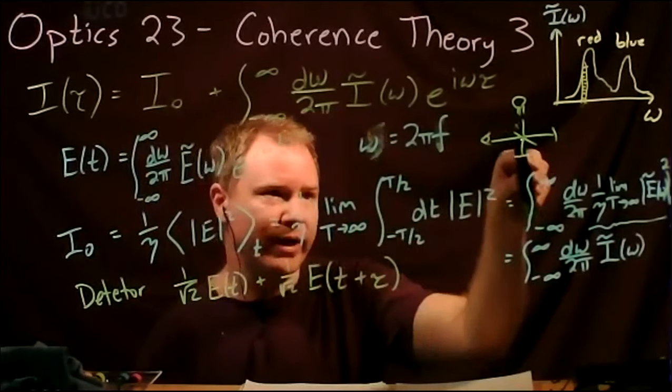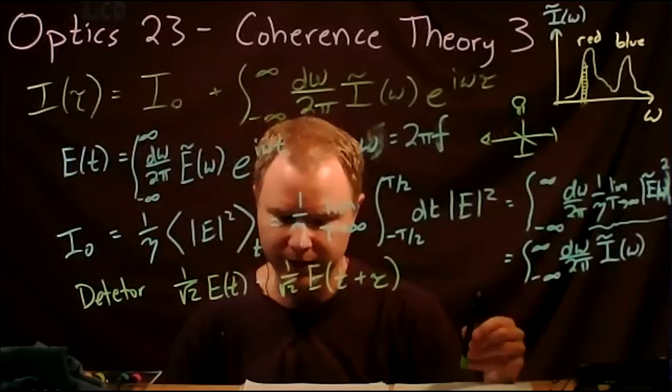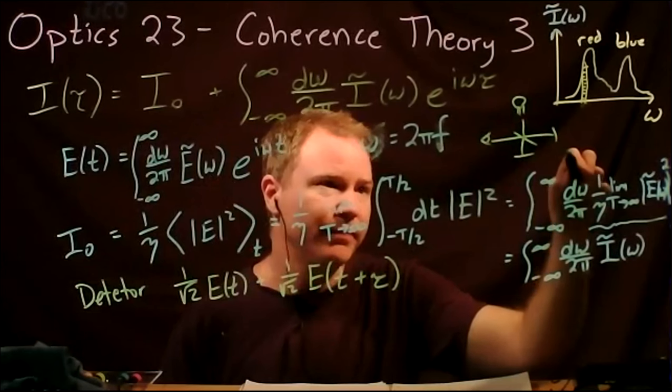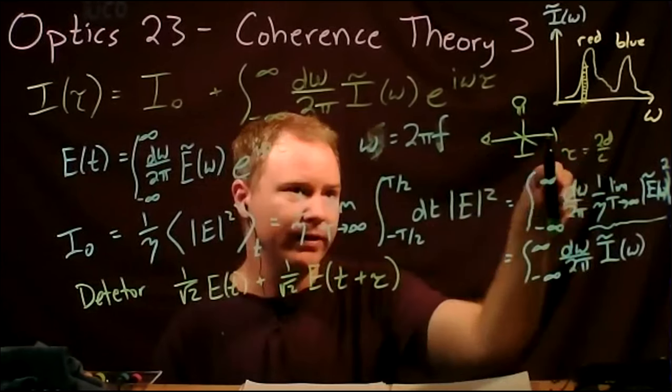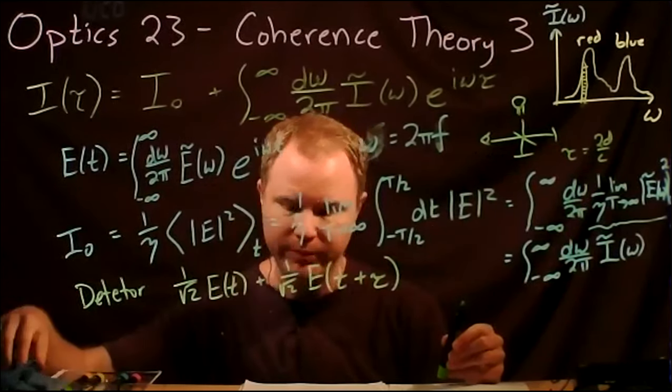And the square root of 2 is to account for the reflectivity here and the fact that some of the light bounces back into the source and gets lost. And remember, tau is 2d over the speed of light. So it just has some constant depending on where I've adjusted the mirror.